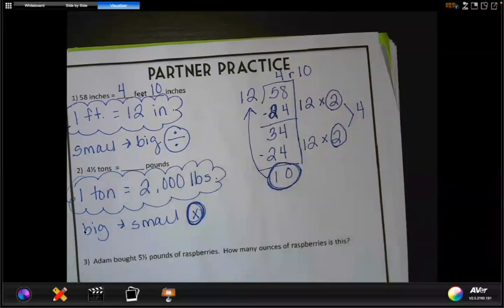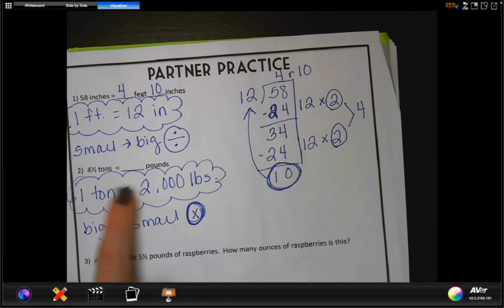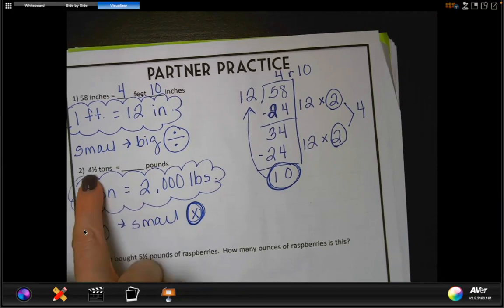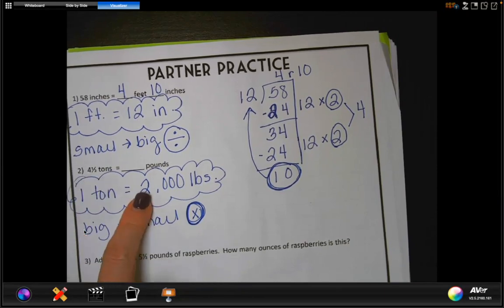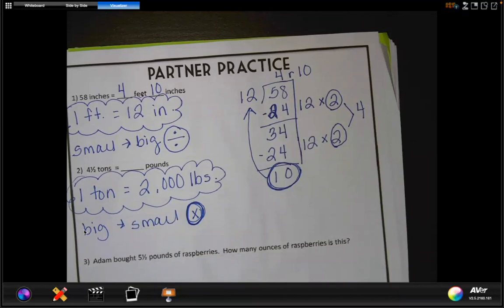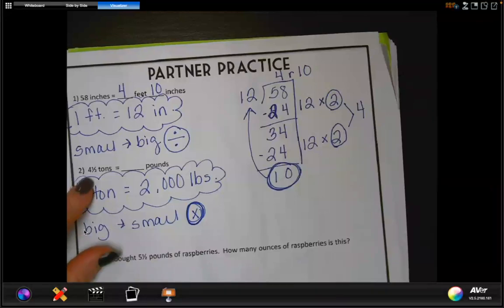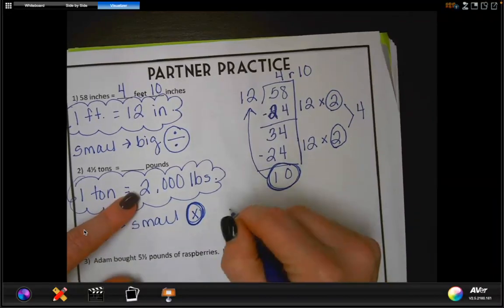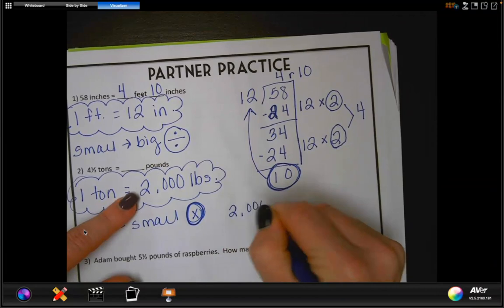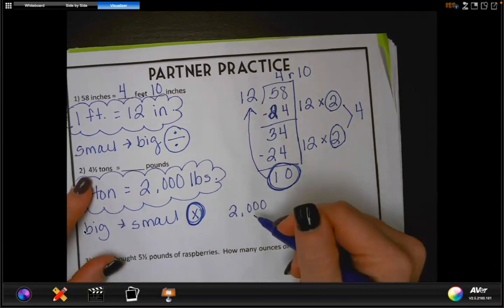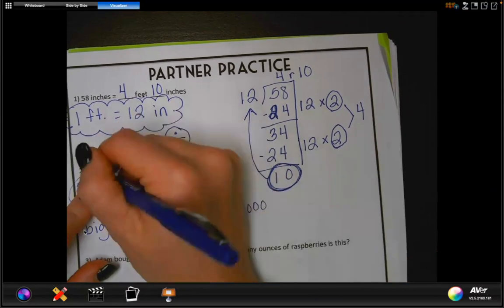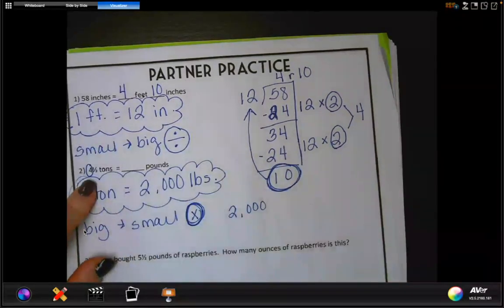So we're actually going to revisit our repeated addition strategy because for 4.5, you could do 4.5 times 2,000, but I've not taught you how to multiply yet with fractions or decimals. But instead, we do know how to use repeated addition pretty easily. So let's do that. So 2,000 pounds is repeating itself 4.5 times. So 2,000 pounds, that's for ton number one, but we had 4 of them. Remember, we've got 4 whole tons plus half of another ton.